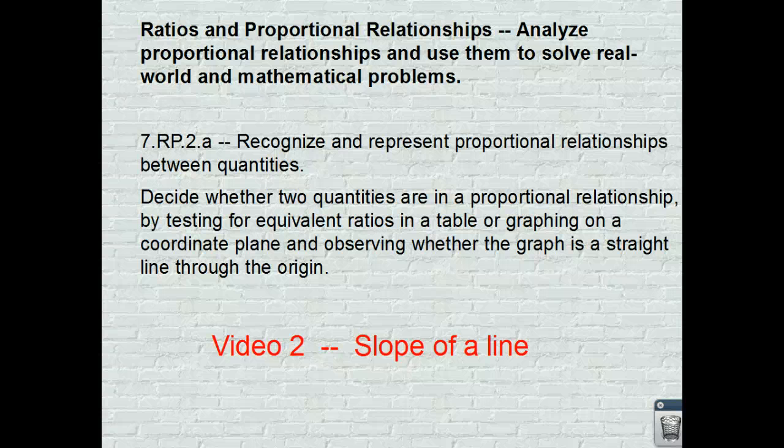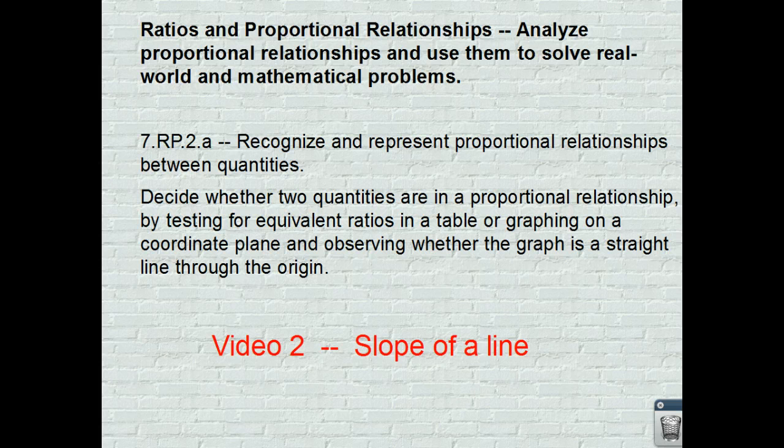All right, this is 7.RP.2.a. This is ratios and proportions, standard 2, subpart A, and we are going to be talking about the slope of a line. Now, according to this standard, they want us to start talking about proportional relationships between two quantities.